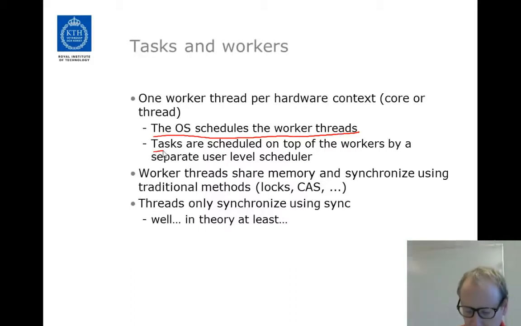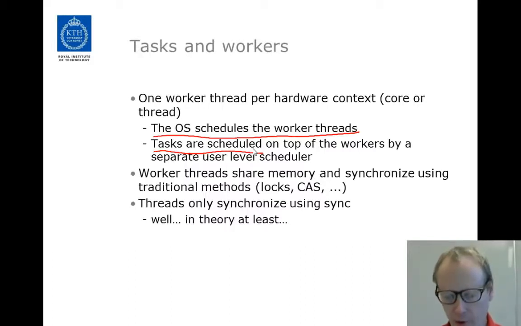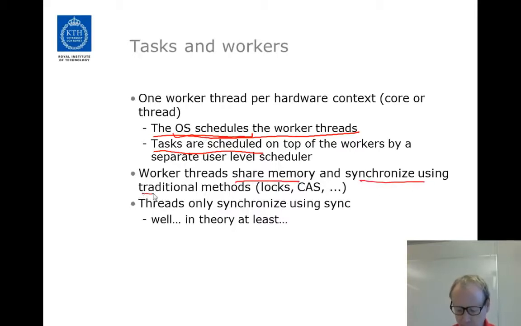Then there is a user-level scheduler that schedules the tasks on top of the workers. So we have two-level scheduling here. When you start a program, you typically ask for a particular number of threads to use. You hope that the operating system is not overcommitted, so that you have available cores for the number of threads you have asked for, and then the user-level runtime system is responsible for scheduling your tasks onto those worker threads. All the worker threads share memory, and they synchronize using traditional methods like locks or compare and swap and so on.